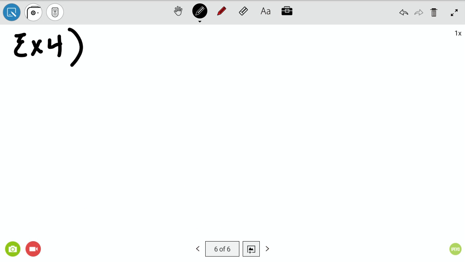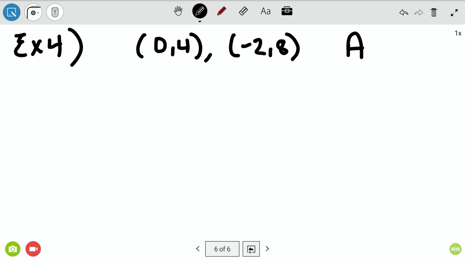Okay? All right, so if we're given 2 points, so if we're given 0, 4, and we're given -2, 8. Okay, those are the clues that we're given. And we're told standard form, so I'm going to write out to the side here my standard form, which is my end goal. What's the first thing when you're given 2 points? What's the first thing you should always find? Slope.